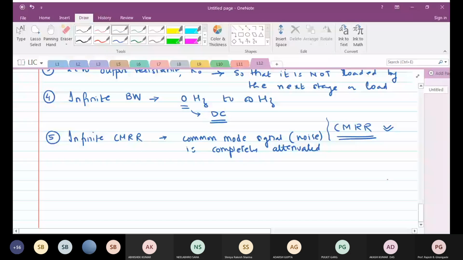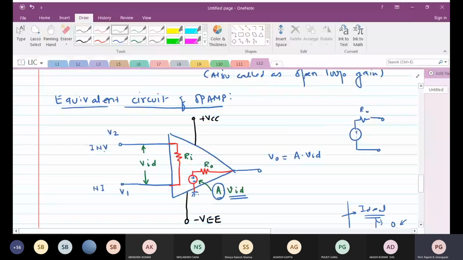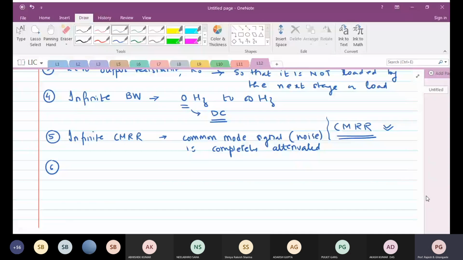Number 6. Okay. So if both the voltages are equal, that is when V1 is equal to V2, what should be the output? VID is V1 minus V2, and output is A into VID. So when V1 is equal to V2, what is the value of VID? Zero. So what should be the output voltage? Zero. This may look trivial, but we will see why practically it is not so.